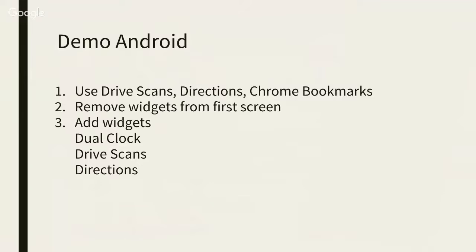Okay, so on the Android, I'm gonna start with the most fun thing to me, using a few of the widgets. I'm going to scan a receipt using the Drive scan. I'm going to get directions, and I'm going to show you the Chrome bookmarks. Then I'm going to back up a little bit and show you how you would remove widgets, and then finally how you would add them back.